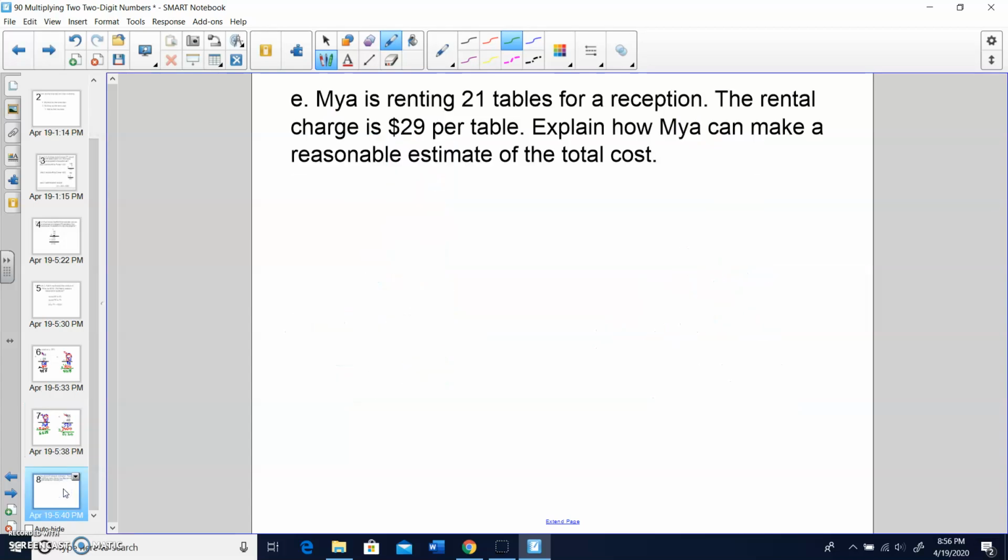One more. Maya is renting 21 tables for our reception. The rental charge is $29 per table. Explain how Maya can make a reasonable estimate for the total cost. Okay, so she's going to be making an estimate. She can round. So if she has 21 tables, we can round that to the nearest 10, which would give us 20 tables. We're multiplying by $29 per table, which if we're estimating, we can round. $29 would round up to the next 10, which would be 30.